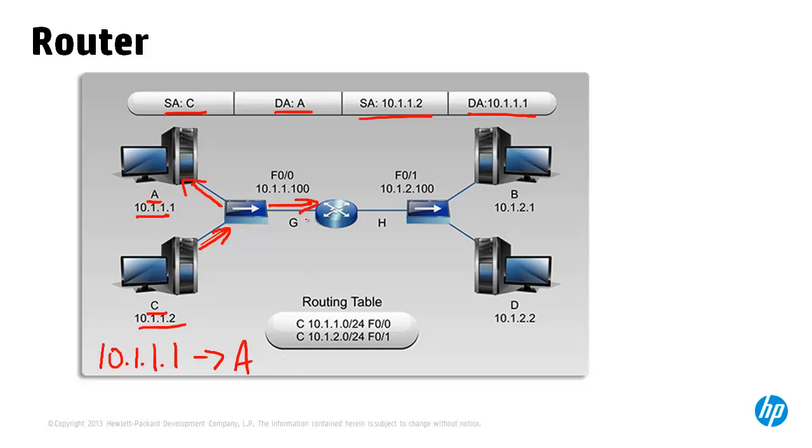The router will drop the traffic because the destination MAC address is A, not G. A will receive the frame because the destination MAC address is A once again, and its local MAC address is A, and it will send the traffic to higher layer protocols. So the ping will succeed.